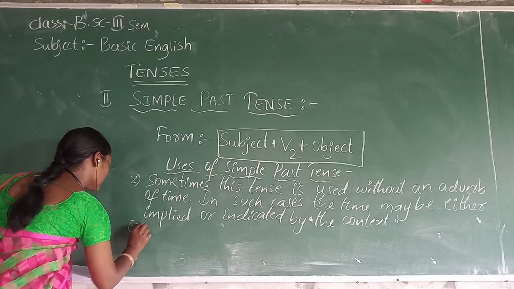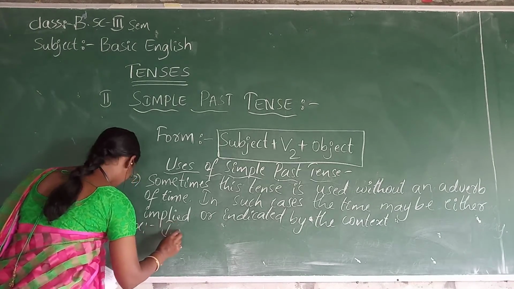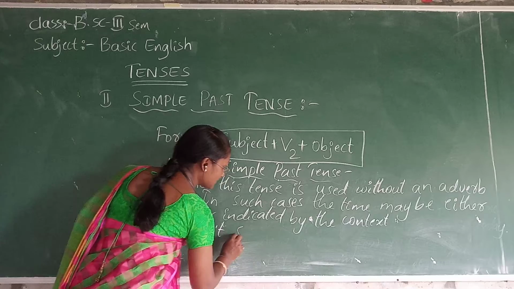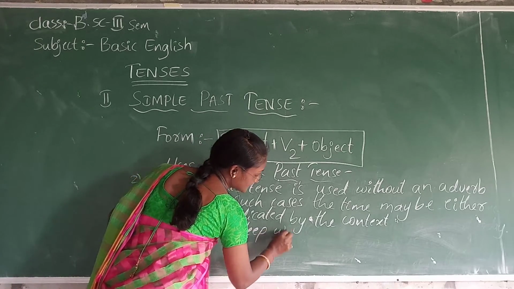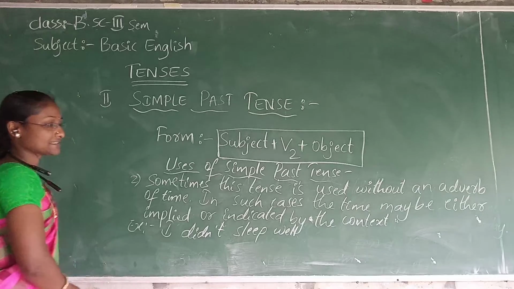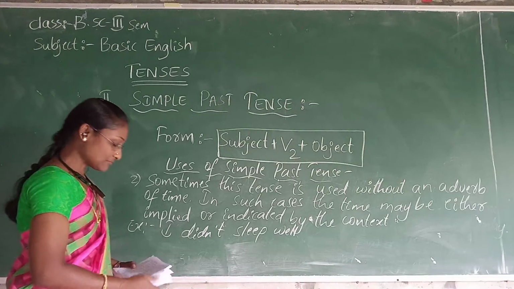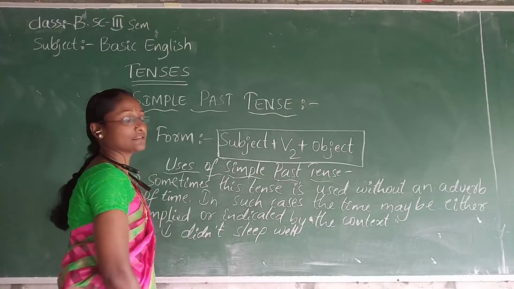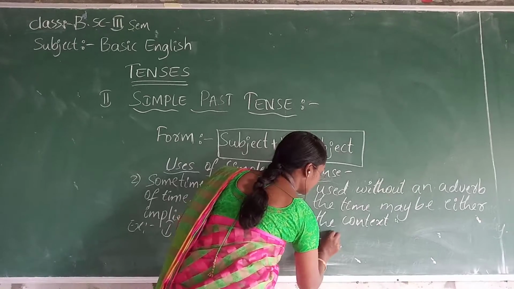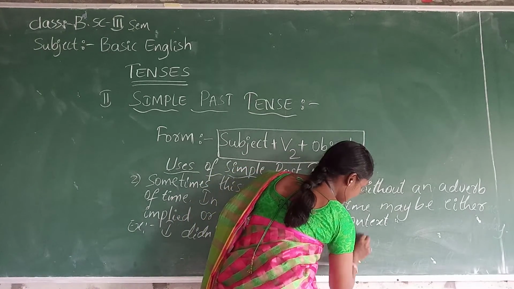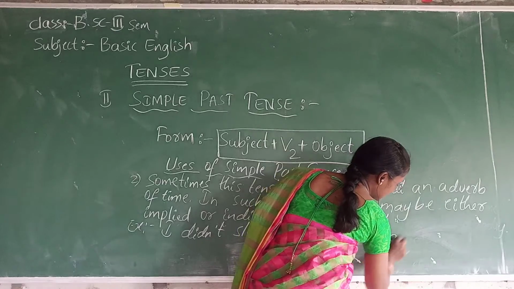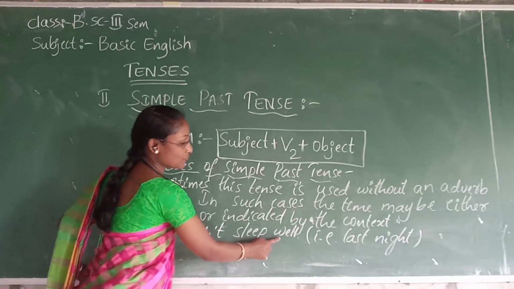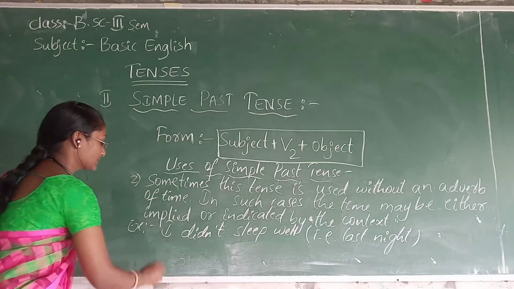For example, I didn't sleep well. Here, in this sentence, I didn't sleep well means that last night he didn't sleep well.